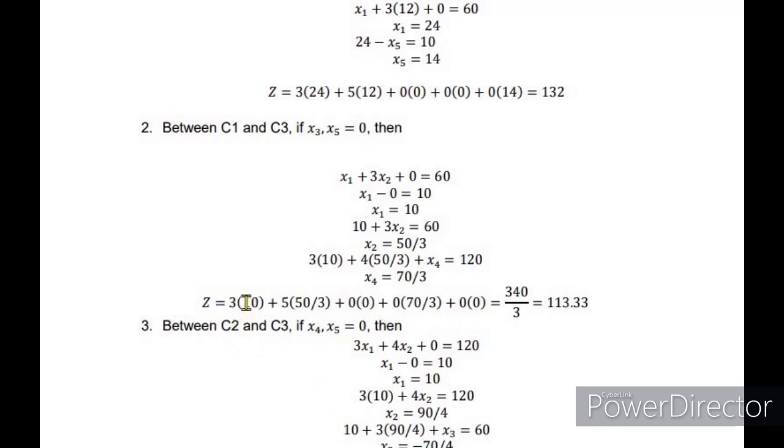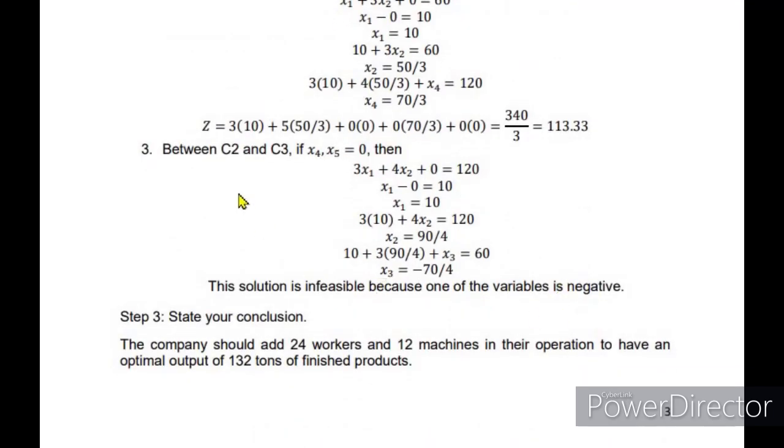So, 3 multiplied by 10 because 10 is x sub 1. 5 multiplied by 50 over 3 because x sub 2 is 50 over 3. And 0 multiplied by 0 because x sub 3 is 0. 0 multiplied by 70 over 3 because x sub 4 is 70 over 3. Plus 0 multiplied by 0 because x sub 5 is 0. So you get this 340 over 3 or 113.33. Okay? So next, between C sub 2 and C sub 3, so you will just pair every constraint.